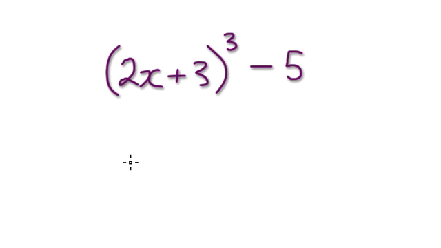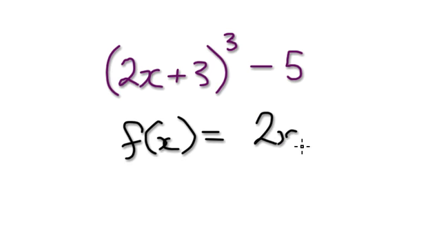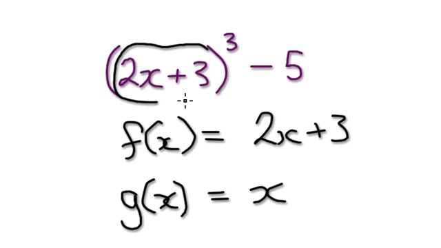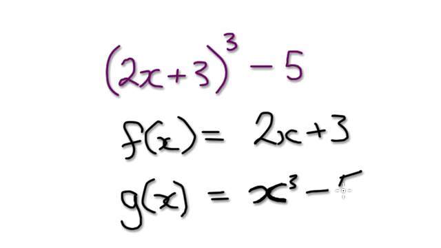So in a way, you've got f of x equals 2x plus 3, and then you've got another function. Sorry, let's give it a different name. g of x equals whatever this thing here to the power of 3. Whatever that thing is, we're just going to call it x, and then take away 5.